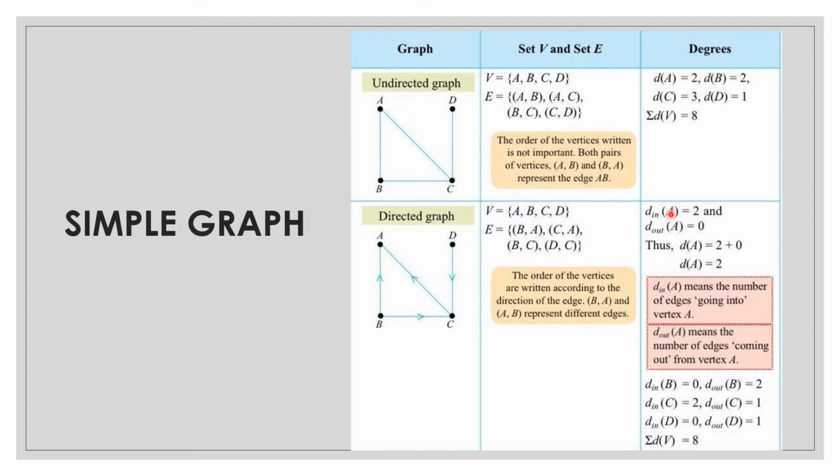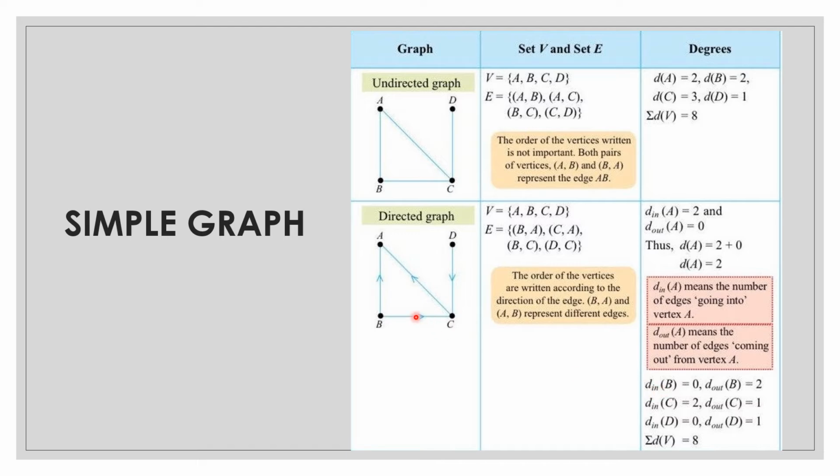Then we go to the degree. So let's see how it is calculated. You have degree in and degree out for vertex A. Degree in means the number of edges going into vertex A. You can see 2 edges going into vertex A, so it's 2. And degree out means the number of edges coming out from vertex A. How many edges are coming out from vertex A? There are no edges coming out from vertex A, so it's 0. So for degree of A, in plus out, 2 plus 0 is 2. Same as the rest.